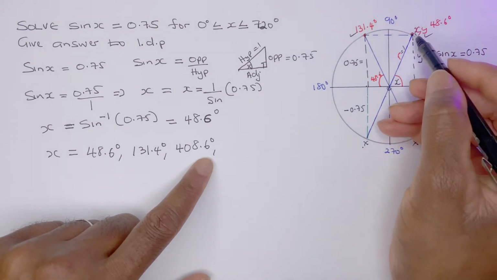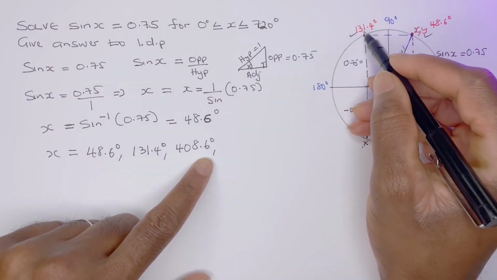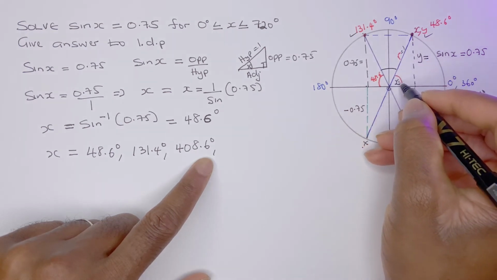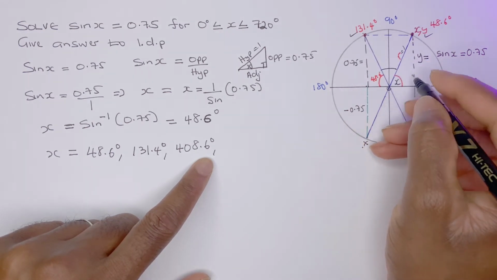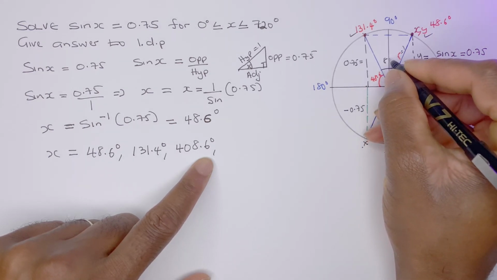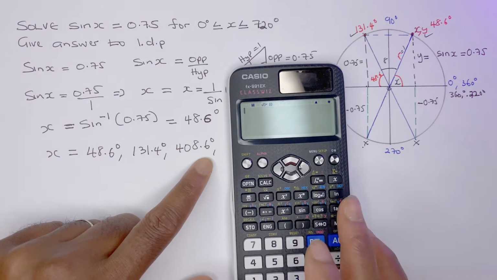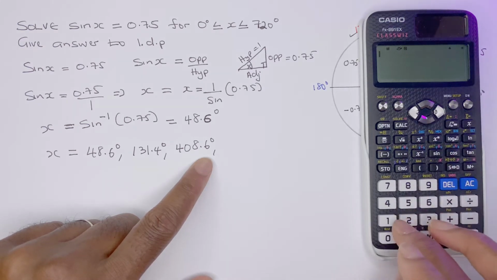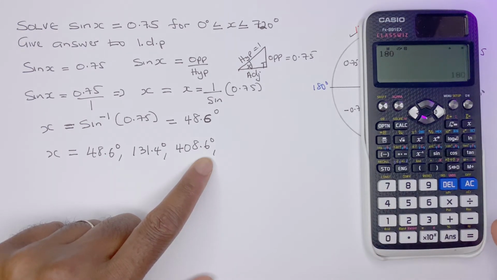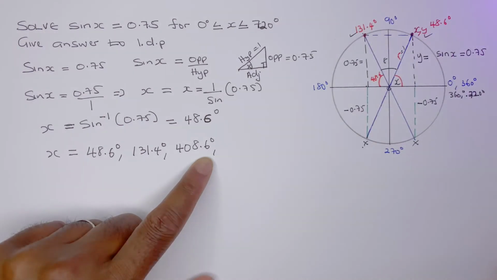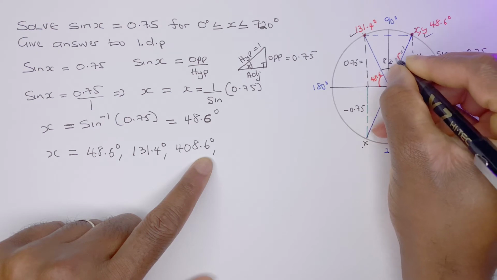So the next one will be, I need to add the difference here to get to this point the second time. And the difference here, if this is 48.6 and that's 48.6, let's work it out. It's 180 minus 48.6 minus 48.6, that will be 82.8 degrees. So that is 82.8 degrees.